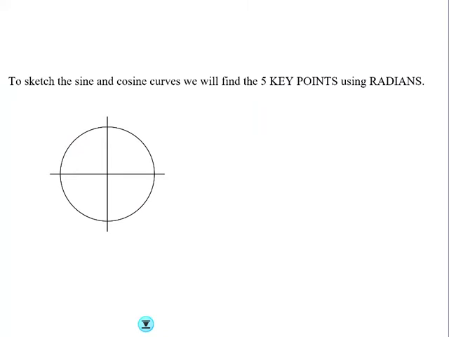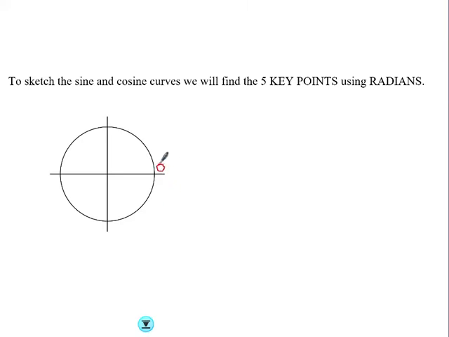When we graph our sine and cosine curves, we are going to use 5 key points in radians. So if this is our unit circle, we are going to use the angles on the unit circle that have integer coordinates. That means we are only going to use the coordinates that are easy to graph.